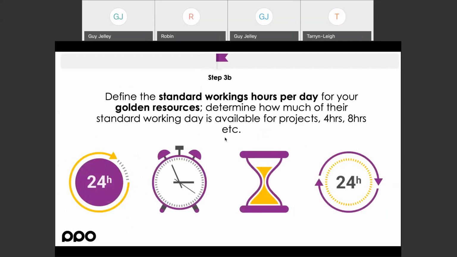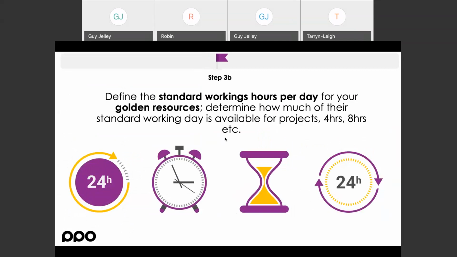Find the standard working hours per day for these resources and determine how much of that is available to projects. It sounds very simple, but this is one of the big aha moments that you'll experience in the journey, and something that happens on an ongoing basis with our clients. So it's a very simple process.